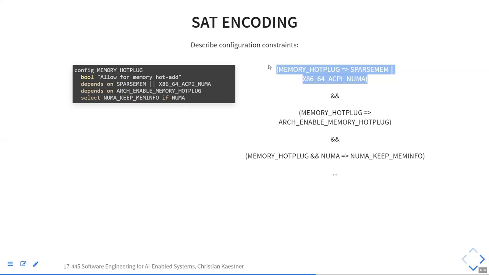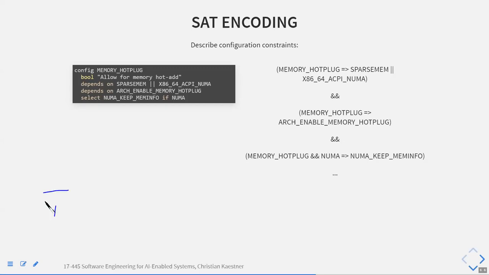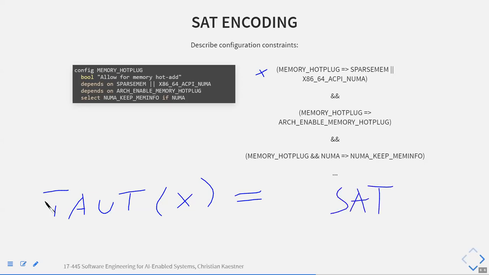In fact, what I'm asking technically is whether I have a tautology of this formula here. And asking whether this holds in all cases, right? So whenever memory hot plug is on, then one of the other things needs to be on. And actually checking that something is a tautology can be encoded as a satisfiability problem. Does somebody happen to know how? I negate the formula and I see whether that thing is satisfiable. If there's no solution for the negation, then it needs to hold true for all the original values.